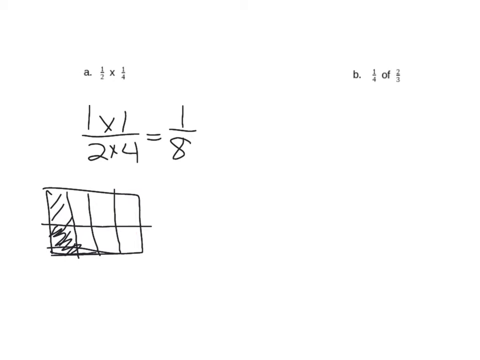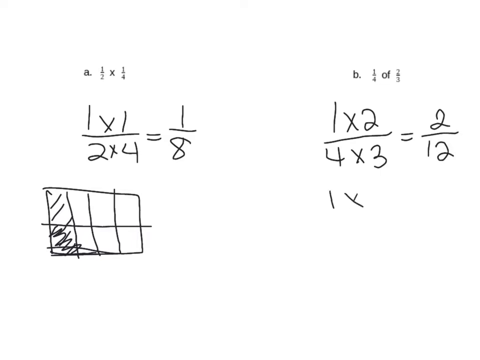answer is 1/8. Now, if I did 1/4 of 2/3, it's basically 1 times 2 over 4 times 3, which equals 2/12. Or you could do 1 times 2 over 4 times 3 and simplify first. I could divide 2 and 4 both by 2. 4 divided by 2 is 2. 2 divided by 2 is 1. 1 times 1 is 1. 2 times 3 is 6. So 2/12 or 1/6 is the correct answer.